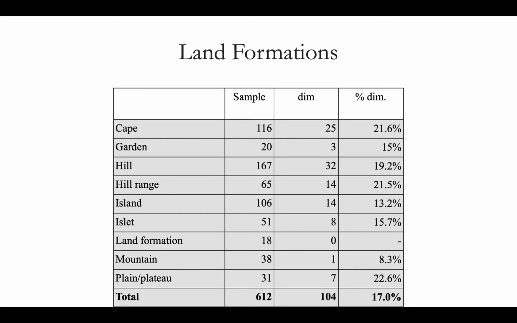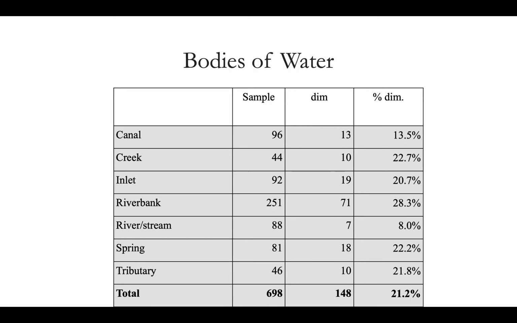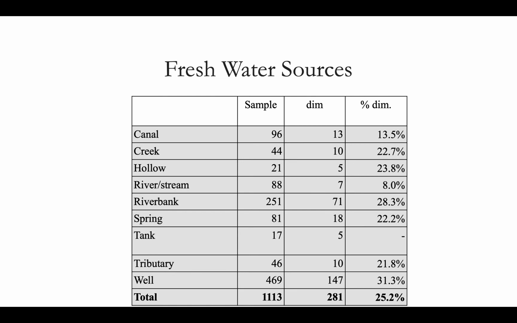In land formations, about 17% were morphologically diminutive, and names of bodies of water were about 21% diminutive. Names of fresh water sources had a much higher percentage of diminutive morphology, especially wells, which again suggests that there's a connection with Bedouin practices.